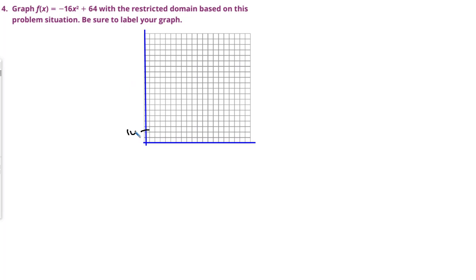And so I'm starting off at 64, and I'm going to count by 16s: 16, 32, 48, 64. Actually, I'm going to do a little bit more than that. Let's count by 4s. And so every 2 is going to be 8.